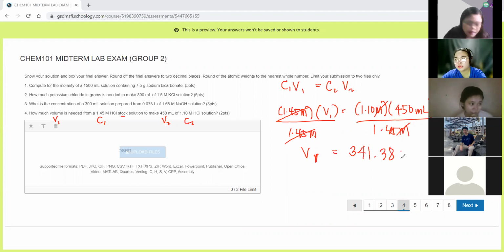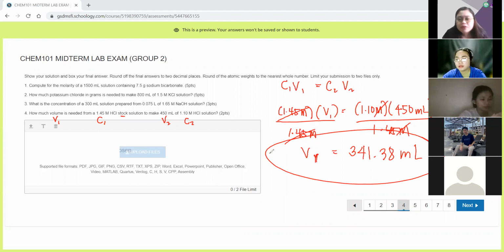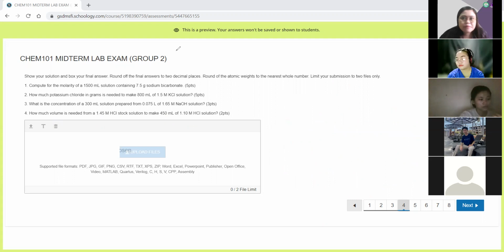41.38 ml. However, for those who answered 0.34 liters, I also considered that. I also considered if you have really converted the ml to liters. There is no problem. Your answer is still correct. So it is still a whole 2 points.